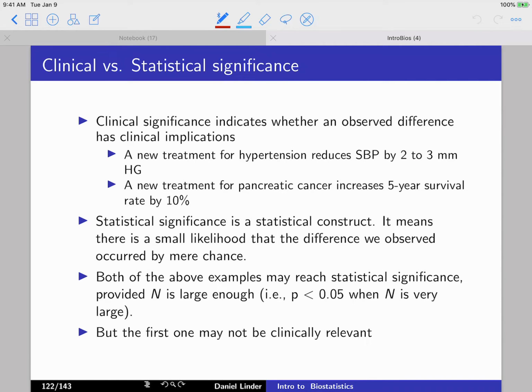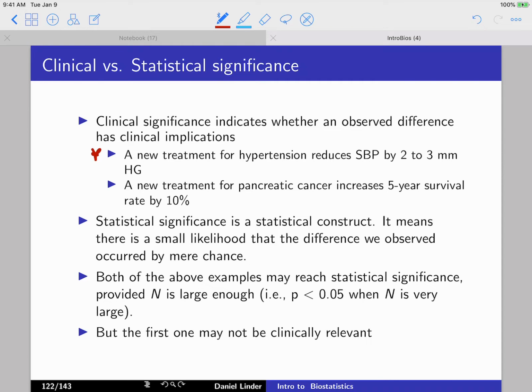So now I want to talk a little bit about the difference between clinical and statistical significance. Clinical significance indicates whether an observed difference is clinically meaningful or clinically important. So let's look at two examples. You've got a new treatment for hypertension, and it reduces systolic blood pressure by 2 to 3 millimeters of mercury. Some might argue that, yes, there's a 2 to 3 millimeters of mercury change, but that's probably not clinically meaningful. It's such a small change.